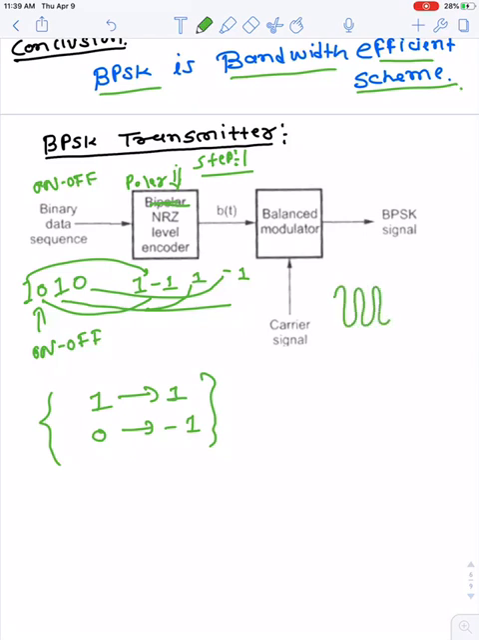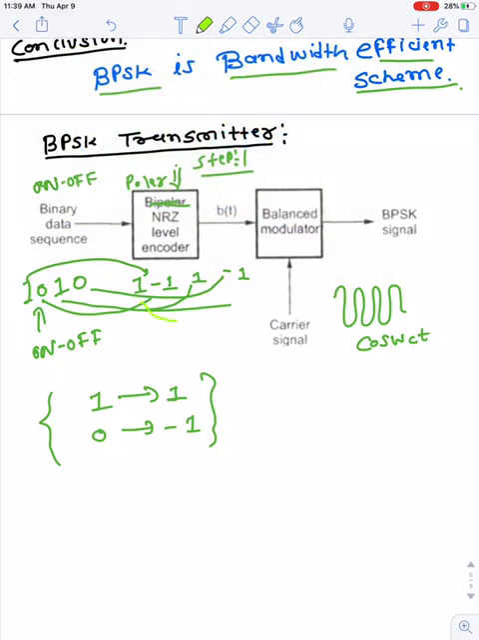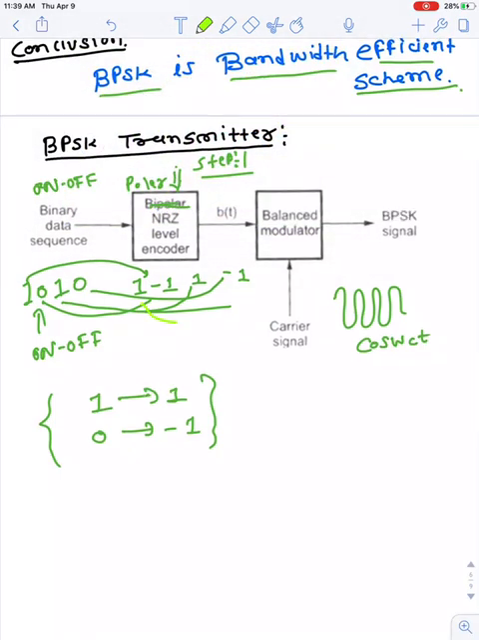So this is the carrier signal, which is simply cos omega ct. What happens here? You can observe that if the input bit is a 1, this 1 would be multiplied with the cos omega ct. This is a multiplier; the balanced modulator works as a multiplier. So this 1 works as a multiplier.